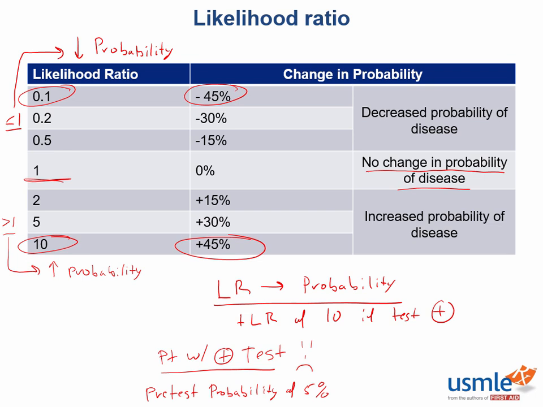There you go. You've got it. It's 50%. Here, as we just stated, you had a pre-test probability of 5%, and you had a positive likelihood ratio of 10 if you had a positive test. Again, this patient had a positive test result, so this results in a 45% increase in his probability of disease.